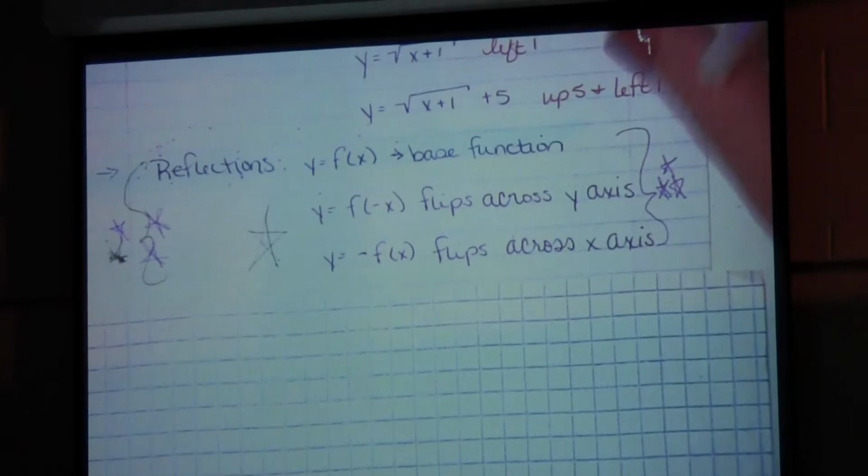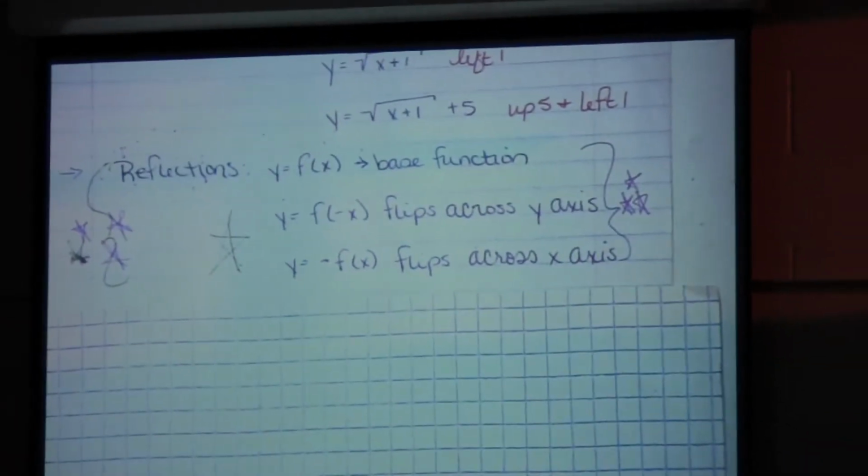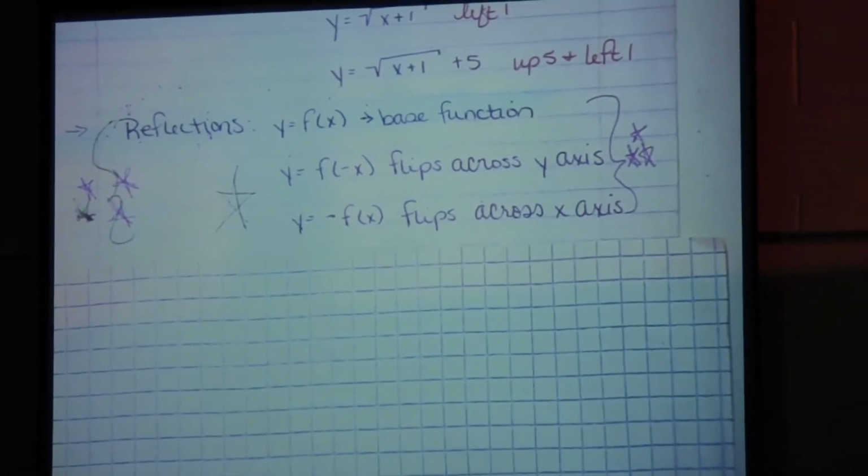Not bad. In geometry, it was the same way. You had to just write those rules down and keep going back to them.